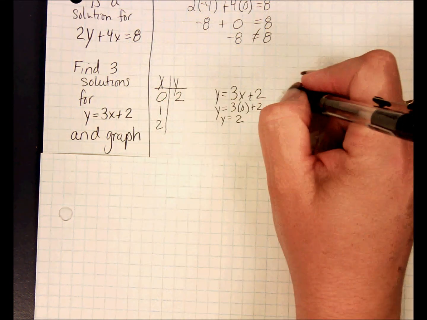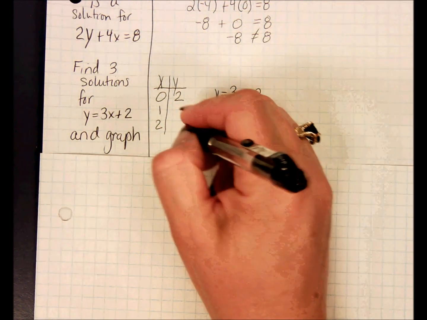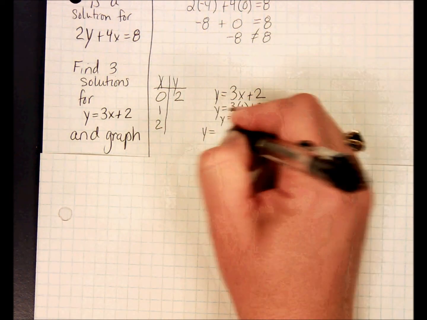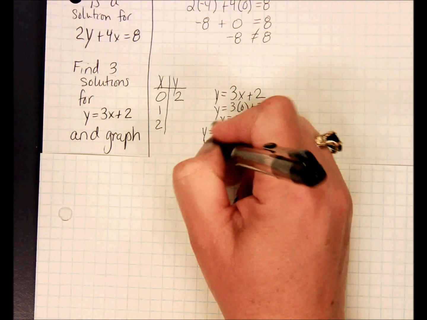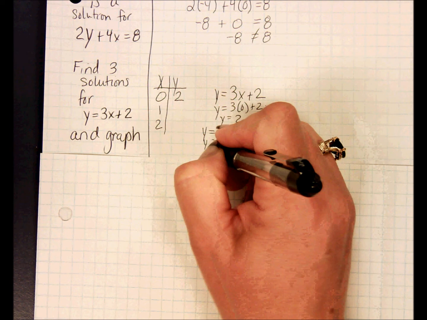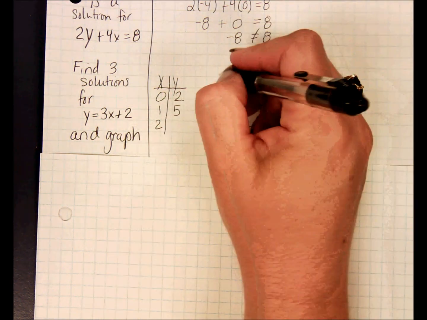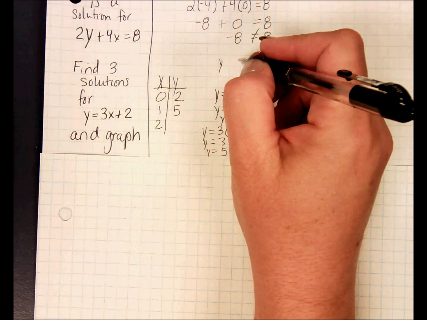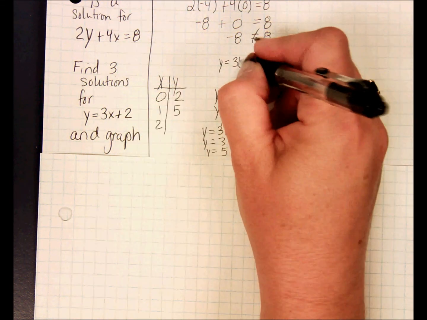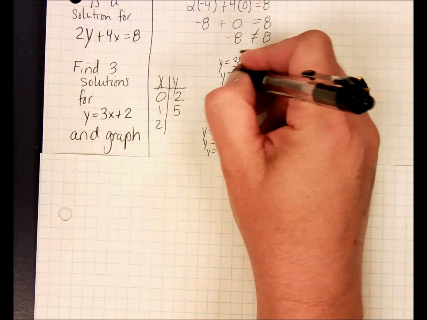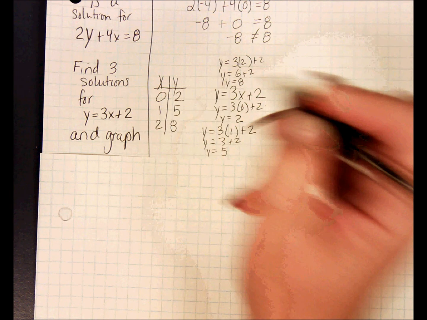Try it again. Let me see how much room I have. Y equals 3 times 1 plus 2. Y equals 3 plus 2, which equals 5. And then my last one, I'm going to slip up here to do. Y equals 3 times 2 plus 2. So y equals 6 plus 2. So y is 8. Now I'm going to graph it.